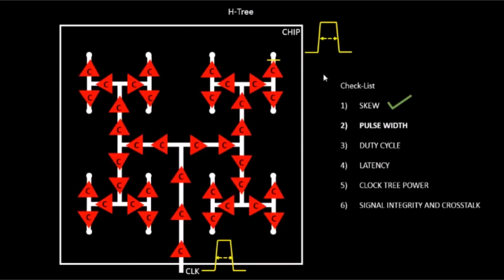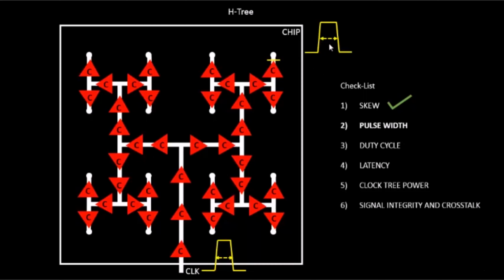So in this case, the pulse width check is met. The input waveform that we sent was 500 picoseconds, and we are getting an output waveform of roughly 520, 530 picoseconds. And similarly for the other edge, which is the duty cycle thing. So we are getting that.